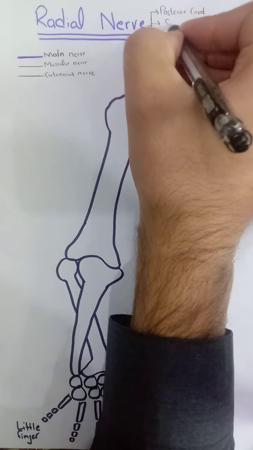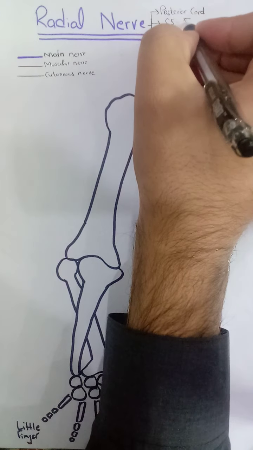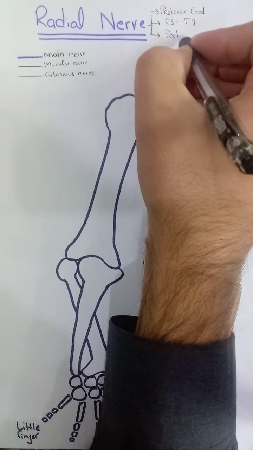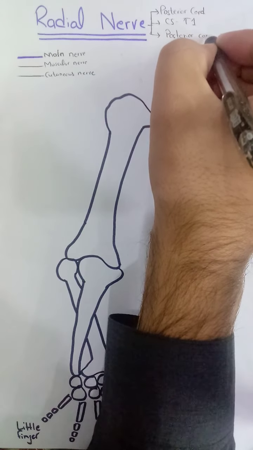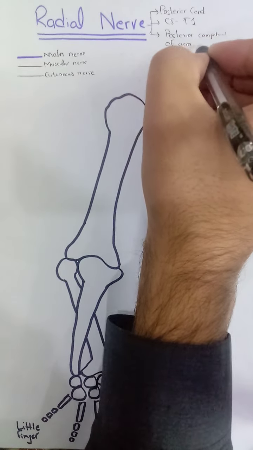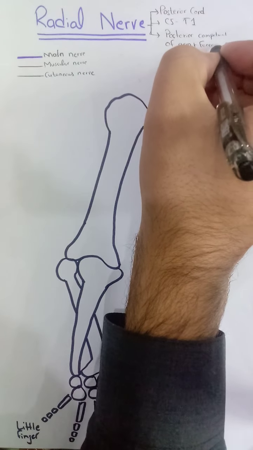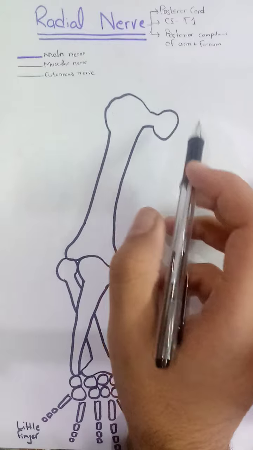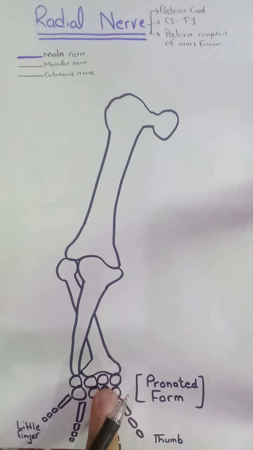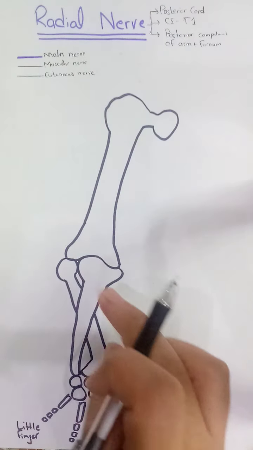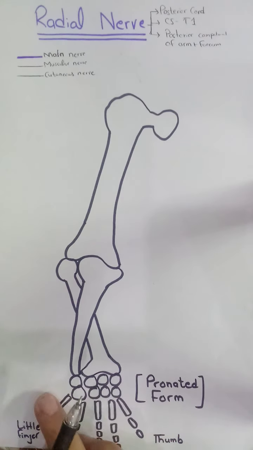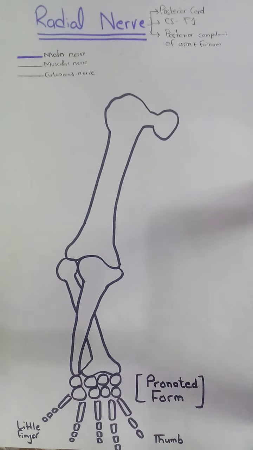And its nerve root value is C5 to T1. And this radial nerve will supply the posterior compartment of arm and forearm. Now we will see this radial nerve on this upper limb. So remember this thing, that this upper limb is drawn in the pronated form. So this is the humerus, this will be the radius, this will be the ulna, and these will be the carpal bones, and this will be the phalanges and the metacarpals.